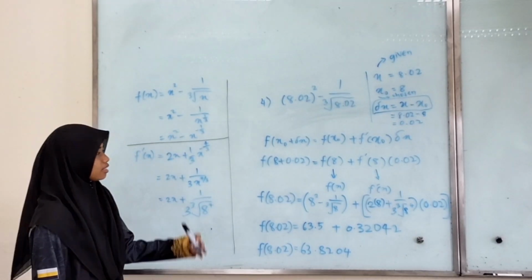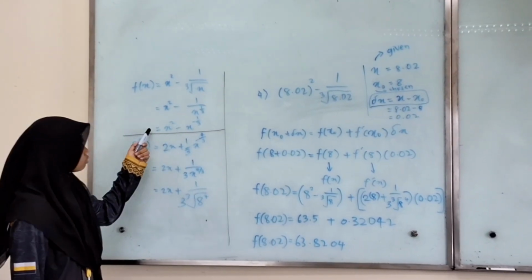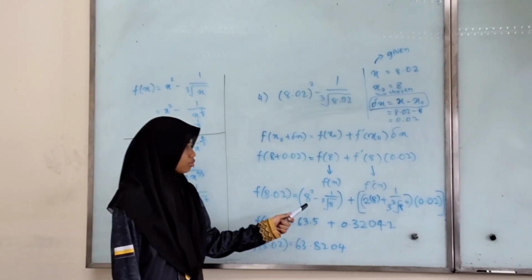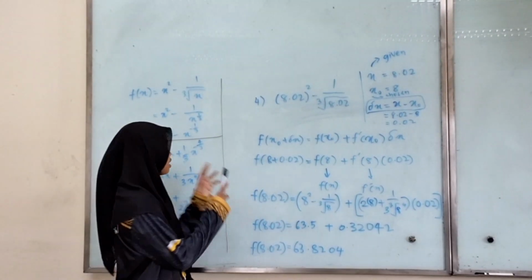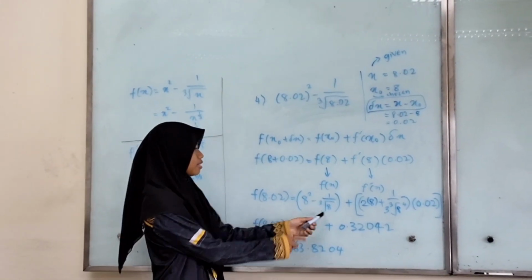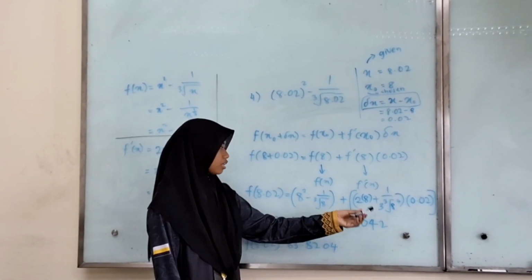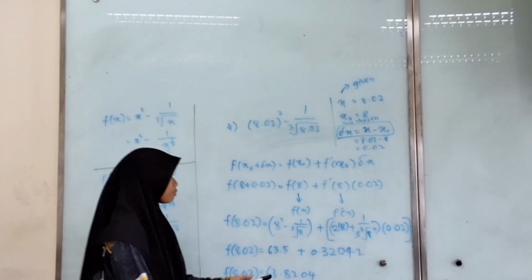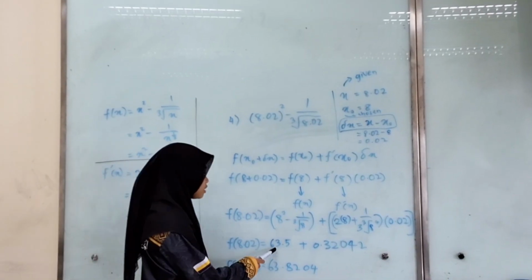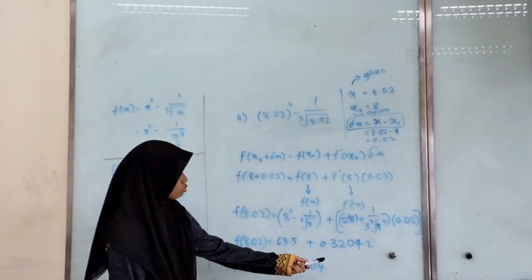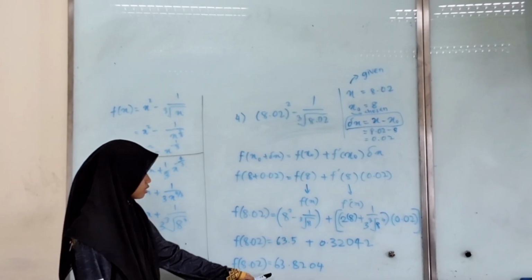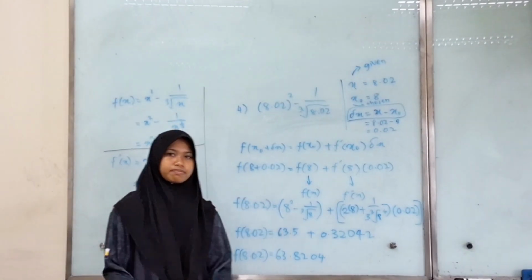In the next part, we use these two equations in this formula and substitute x into a. It becomes this. So, when you calculate using a calculator, we calculate one by one. So it becomes 63.5 plus 0.32042, and the final answer will be 63.8204.